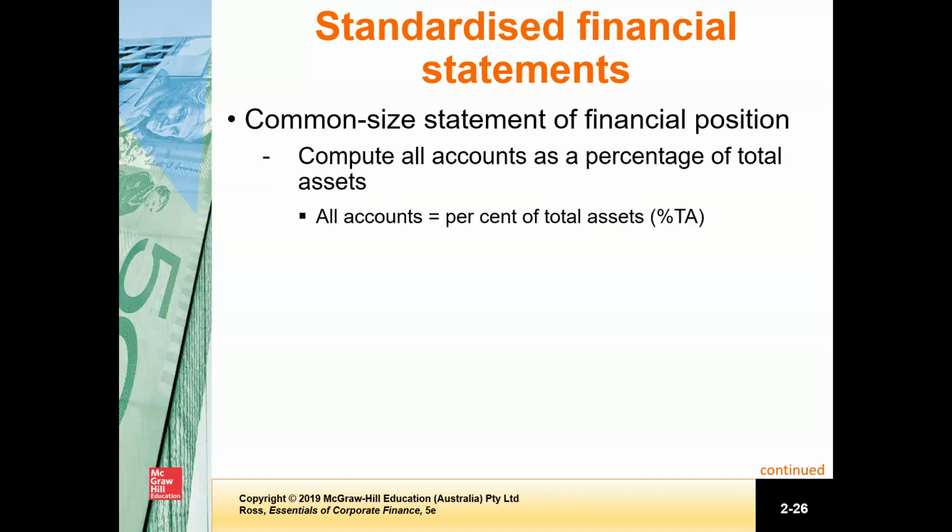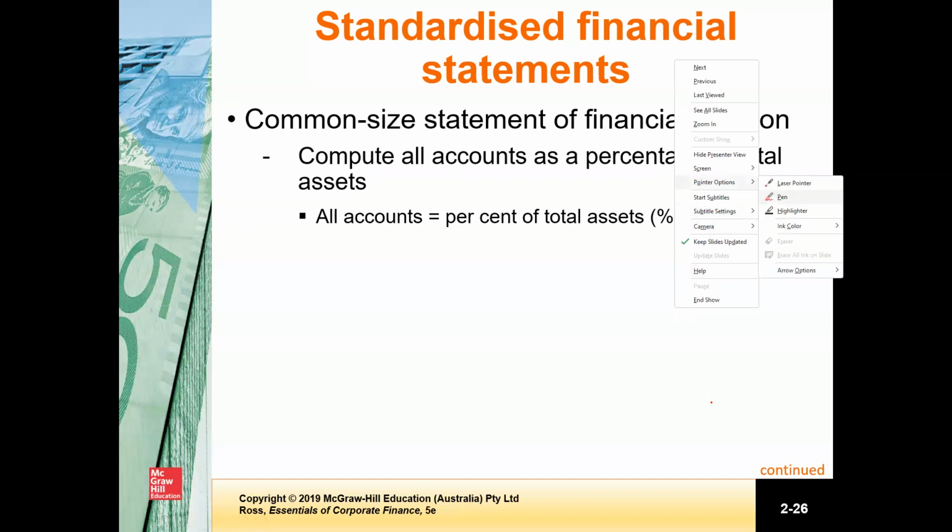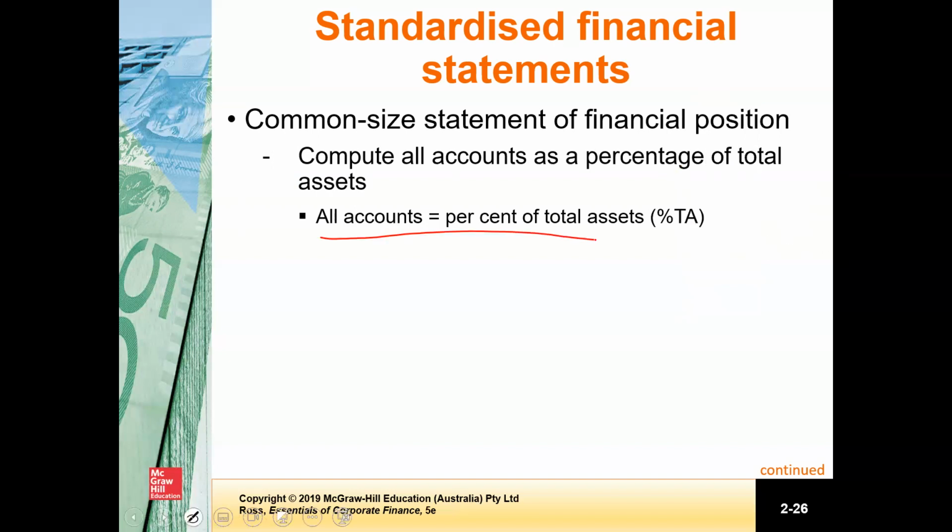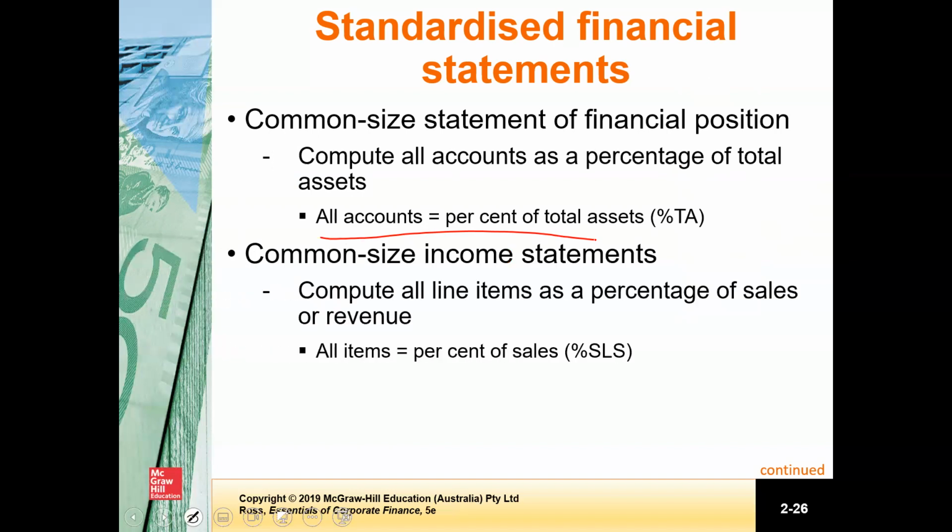Okay, so for example, for a balance sheet, that means for a statement of financial position, we can express all accounts as a percentage of total assets. For an income statement or a statement of profit and loss, all items can be expressed as a percentage of sales. And when we do so, that is called common size statements. Okay, so common size income statement or common size statement of financial position. So in a common size statement, instead of expressing the accounts in terms of dollars, we express them as a percentage of a base. Okay.